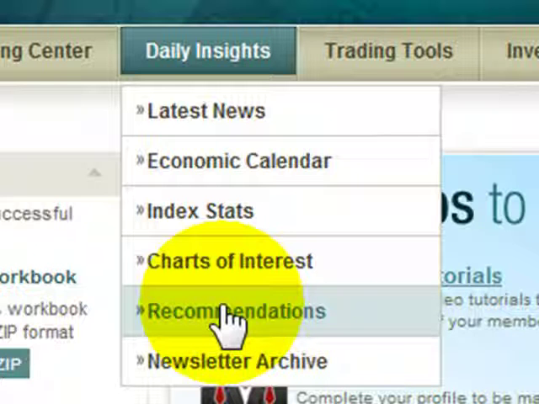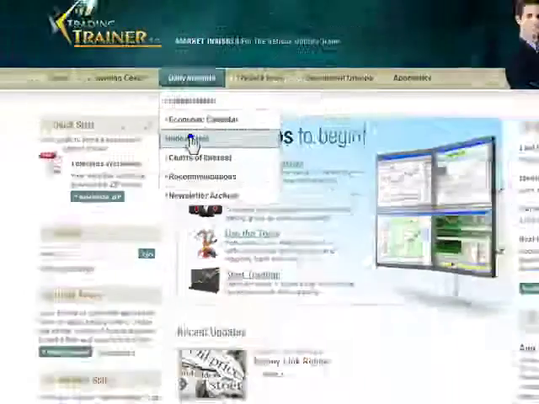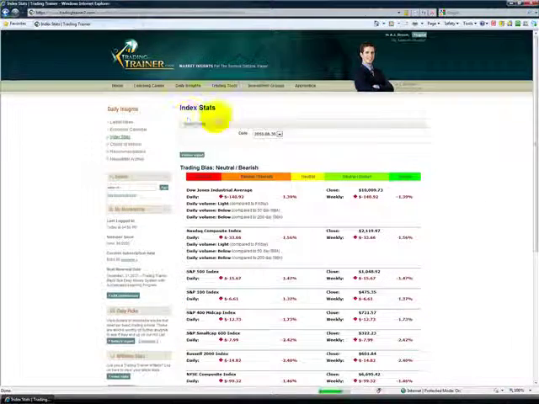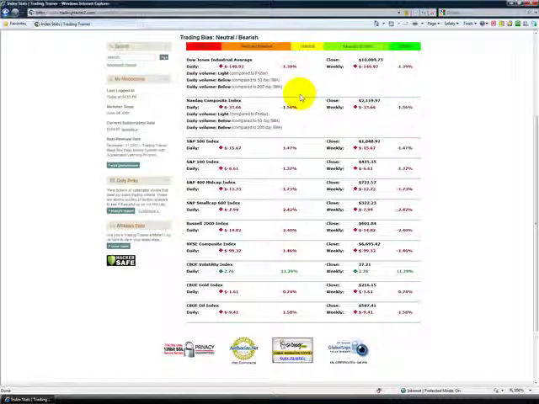You're also going to find the audio commentary for today's Daily Insights, take you by the hand through all the different components. And please, when you listen to that, pay special close attention to the opening and closing comments. In the meantime, for this particular broad market analysis of this Charts of Interest video series, we're going to go right to Index Stats. And you're going to see here that our trading bias is still neutral bearish.